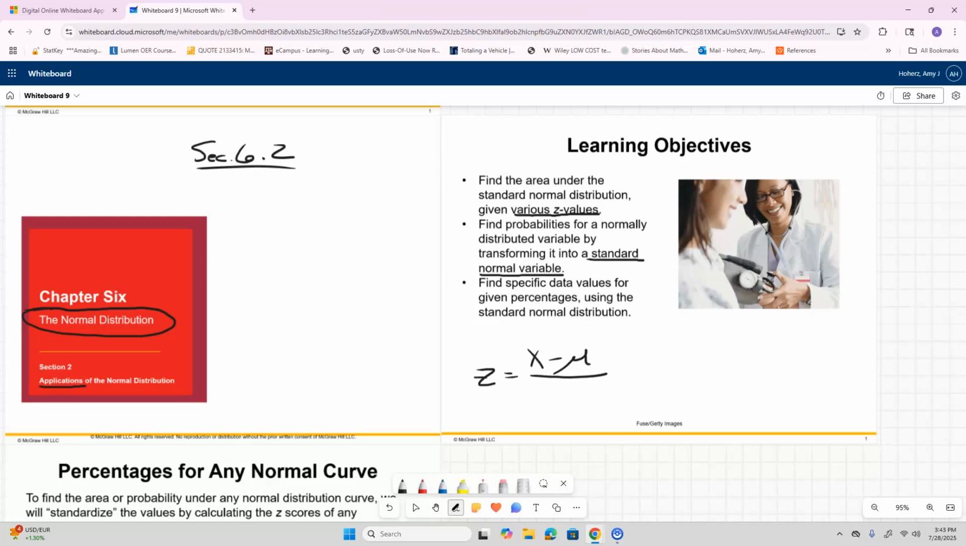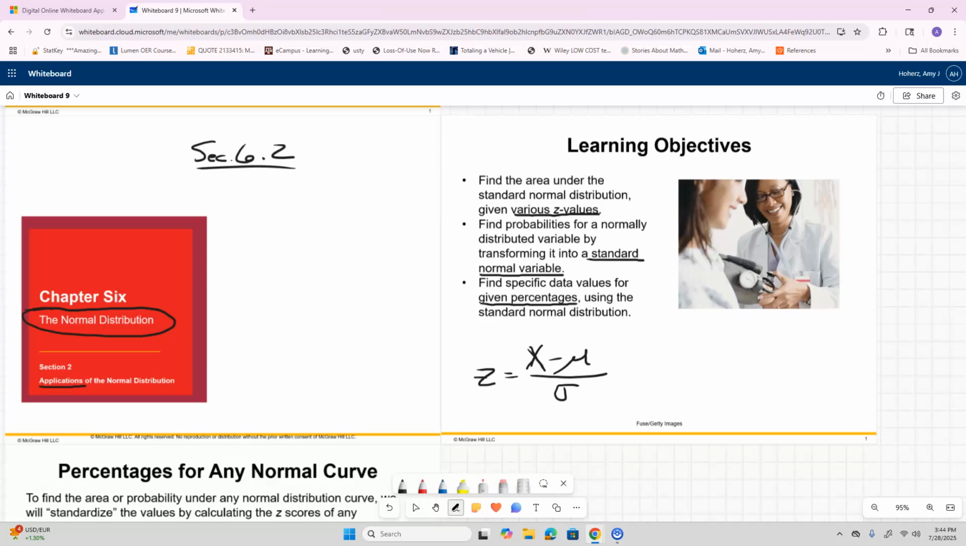to then convert that x value that we're going to be given. So we're going to be given this x, and we're going to also be given the mean and the standard deviation, and we're going to plug that into the formula to get our z before we go to the chart. And then also find specific data values for given percentages. That's the ones where we work backwards, where we are given the percentage and then we have to go to the body of the chart and go out to find the z-values. That's something that's going to be on the homework, but I won't put that on the exam.